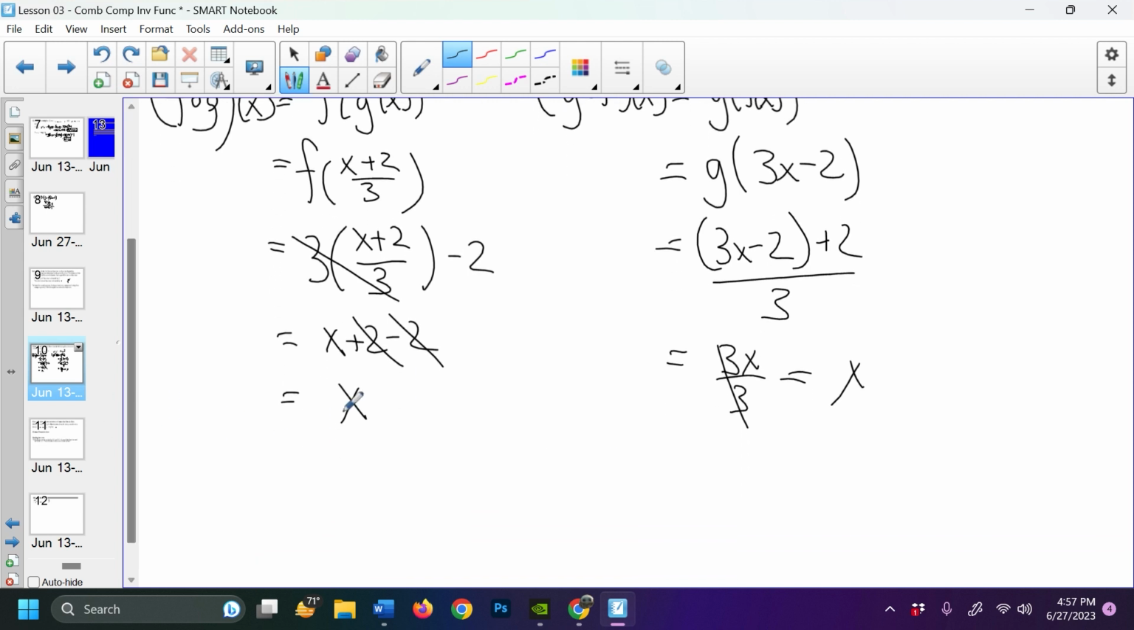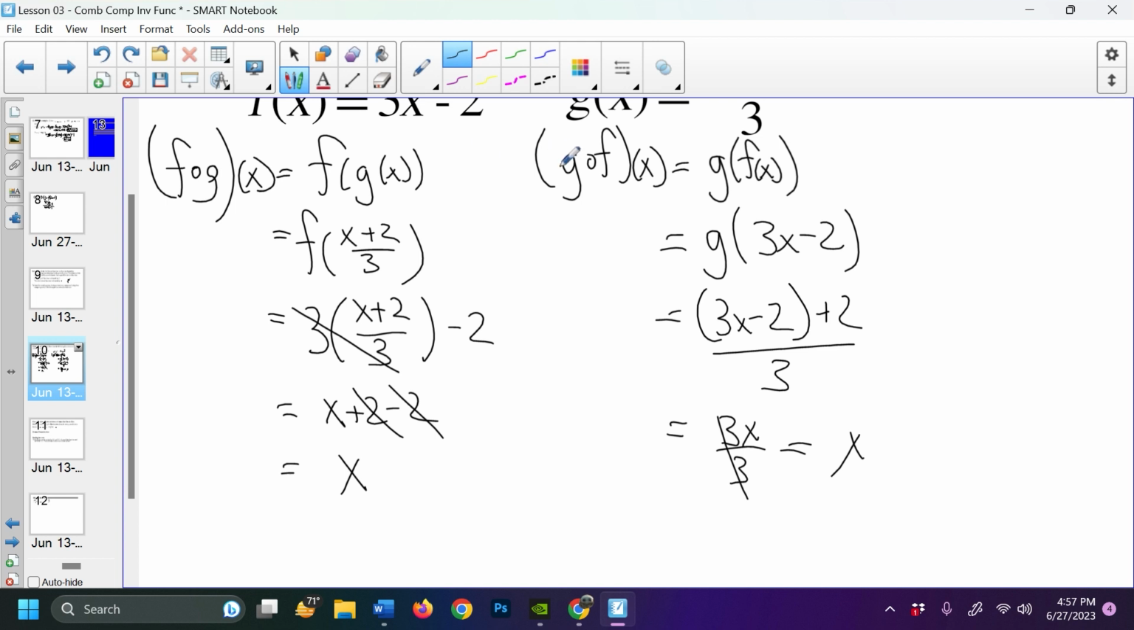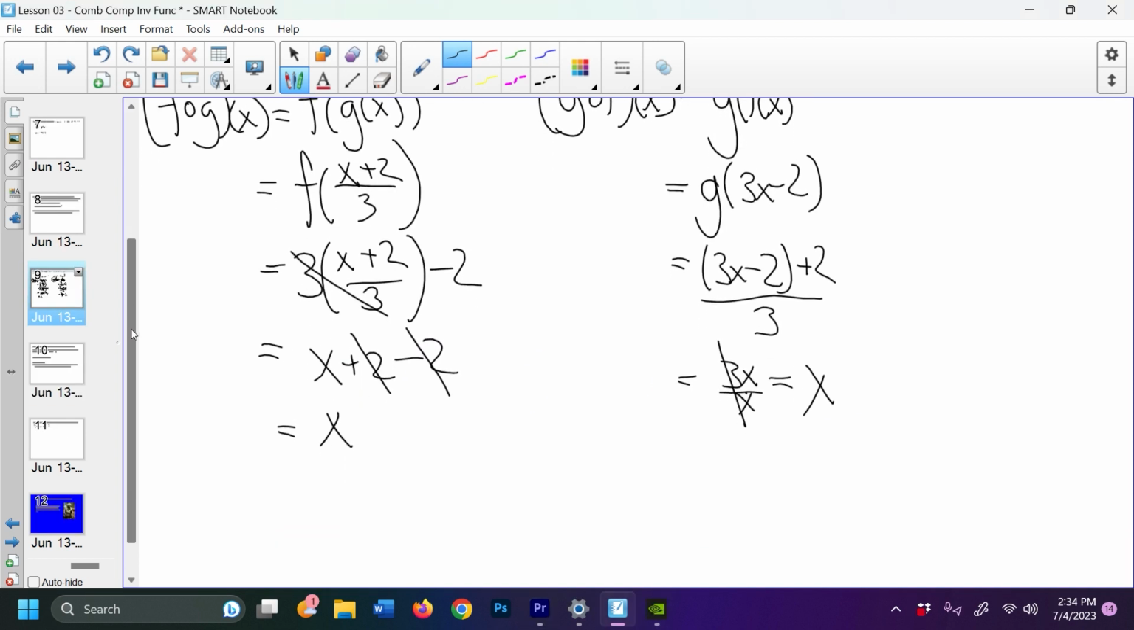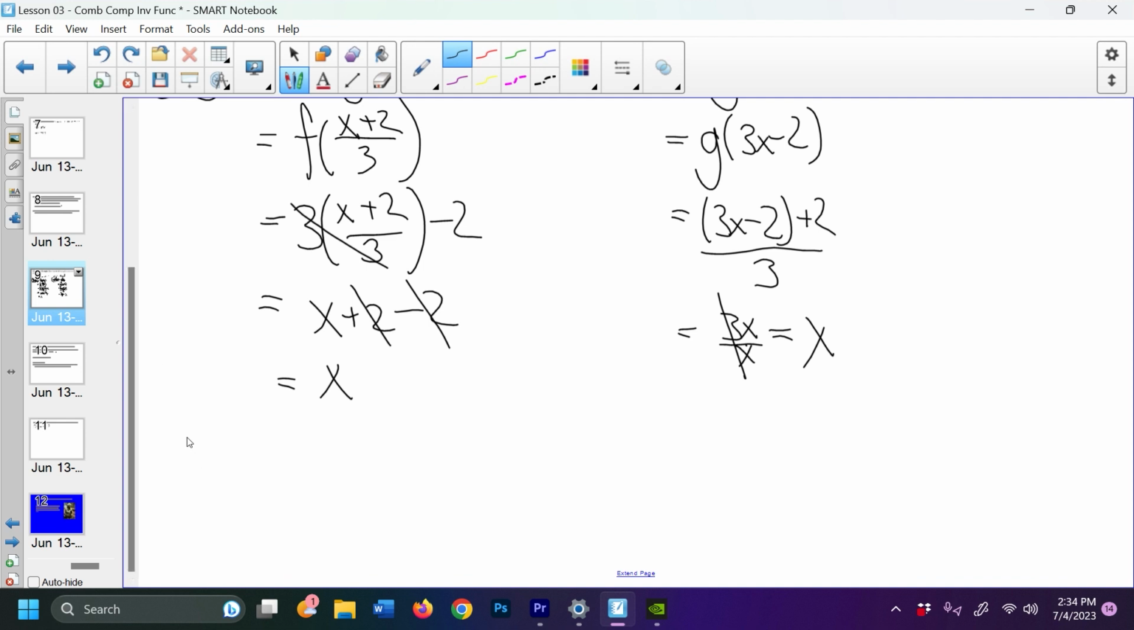And since both f composed with g of x and g composed with f of x have both reduced down to x, thus, we can say f and g are inverses.